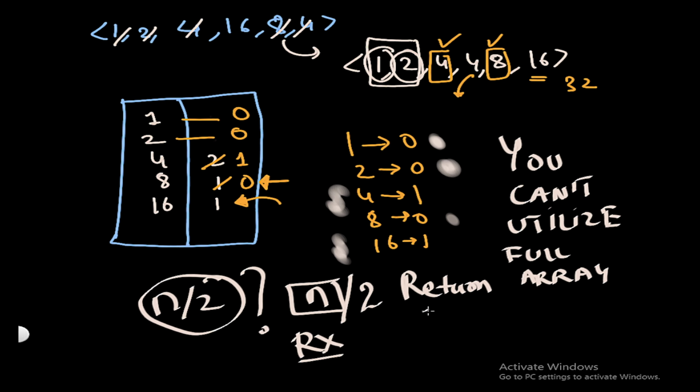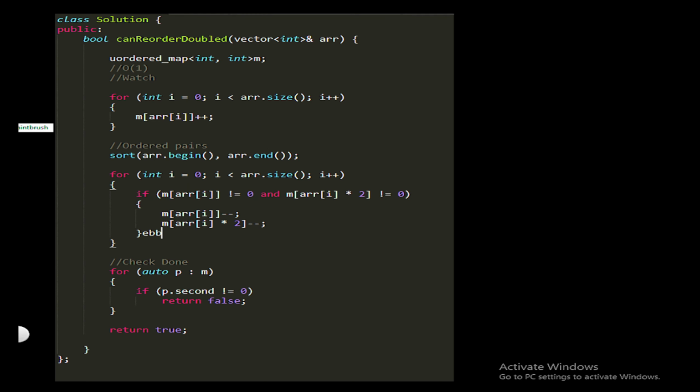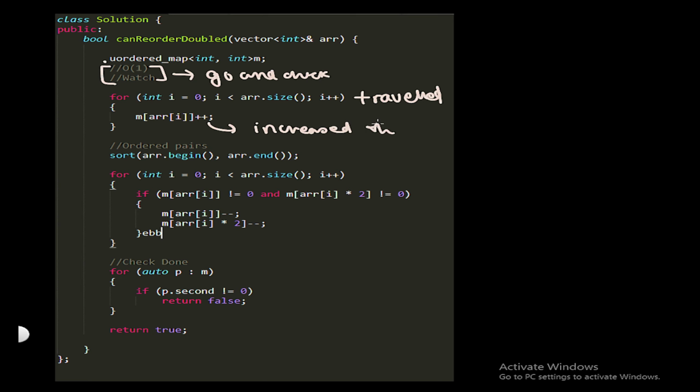So let me just show you my code over here, and you will understand better with the help of code. Okay, so this is my code. What I did, I just took an unordered map, because I just want to go and check. So that's why I used an unordered map. Then I traversed my array and increased the occurrences of the numbers.